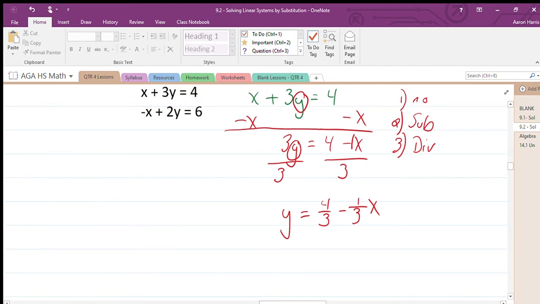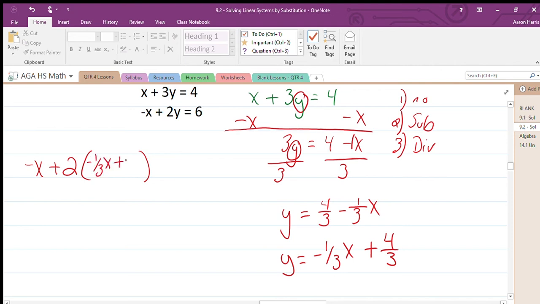So here we go. What am I going to do? Substitute that in to the other y. So here we go. -x plus 2. And what's y equal to? Well, it says right there. Well, here's one thing. I always like to be consistent. Let's make sure we got -1/3 x plus 4/3. Real simple. So here we go. Let's substitute that in. -1/3 x plus 4/3 equals 6. Here we go.